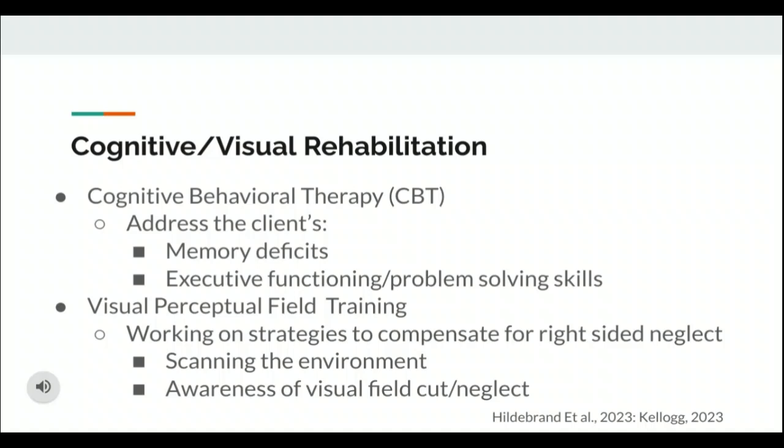about what's going on around them? For visual rehabilitation, you want to work on strategies to compensate for the right-sided neglect that they more than likely will have. This is going to include scanning the environment and being aware of that visual field cut and/or neglect. A good example of this is getting a food pantry, filling it up with different cans, plates, whatever it may be, and then having the client find an item in that pantry by scanning the entire thing.